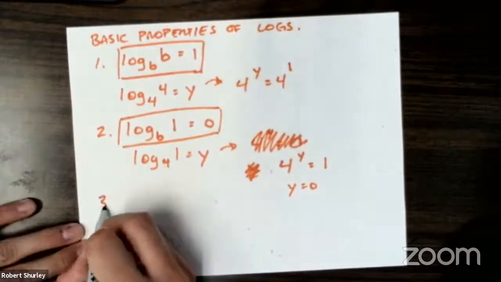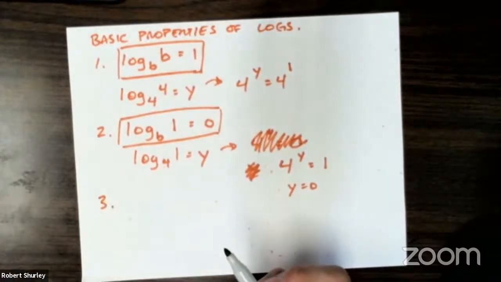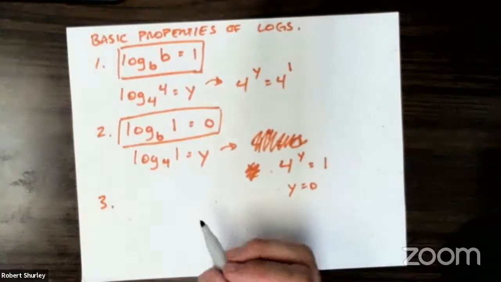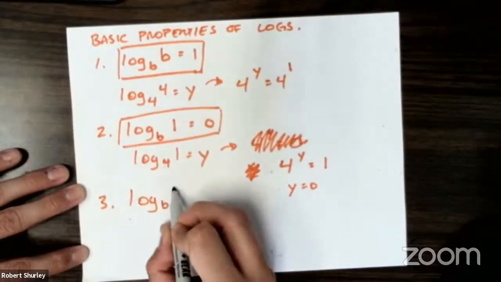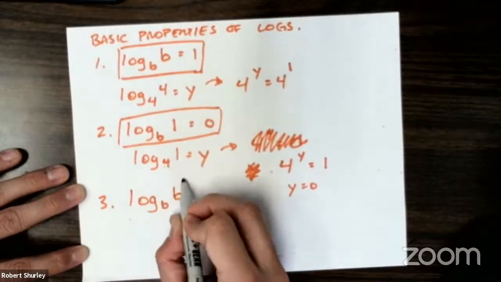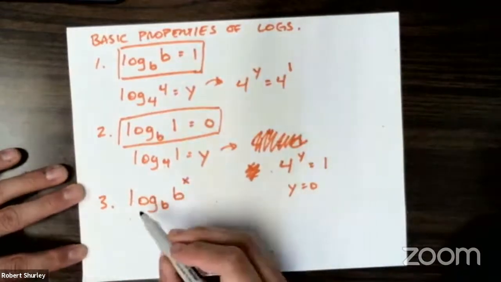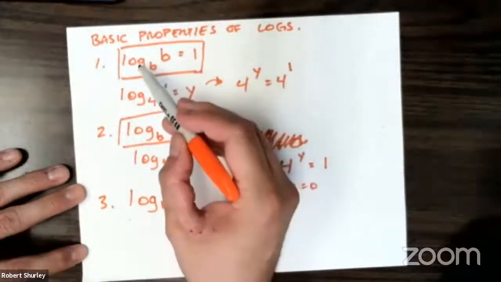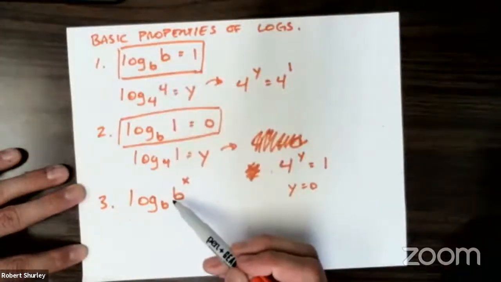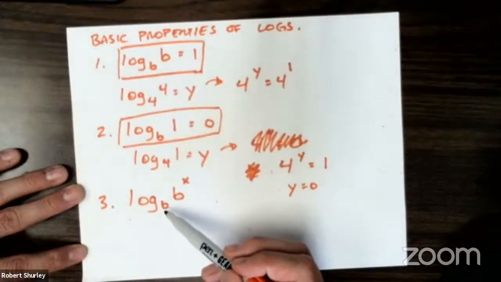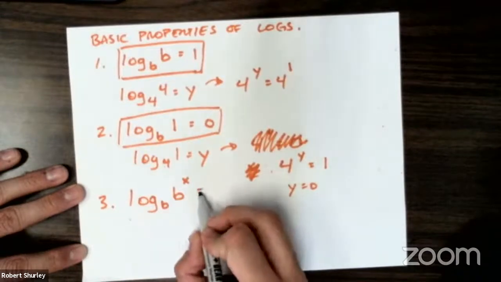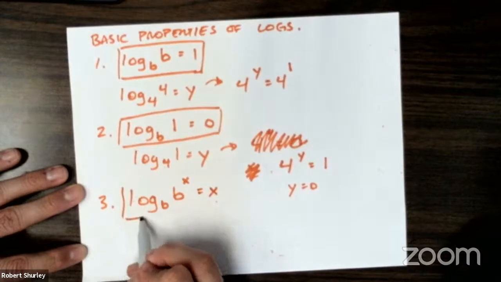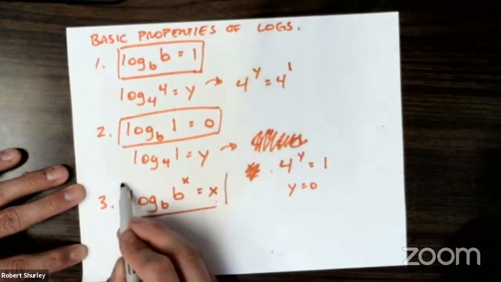The third rule, which is probably used the most often for simplifying, says if we have log base b of b to the x power. Okay, so if you've got the same base inside the logarithm as the base, then it turns out all this simplifies. It goes away, and it leaves you with x. I'm not going to show you why. Take my word for it.